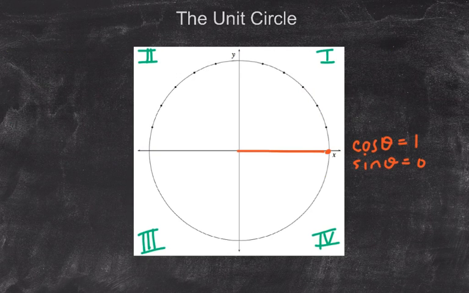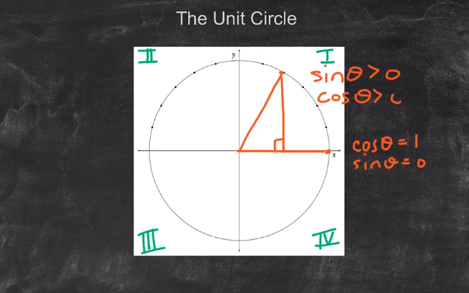And the sine of theta is the height of the triangle, which is 0 because it's been flattened to become a one-dimensional line. So if I look at a point that is squarely in the first quadrant, I can create this right triangle. And now I see that the height of my triangle is positive. So in the first quadrant here, the sine of theta is positive, and the base length is also positive because it's on the right side of the y-axis. So the cosine of theta is also greater than 0.